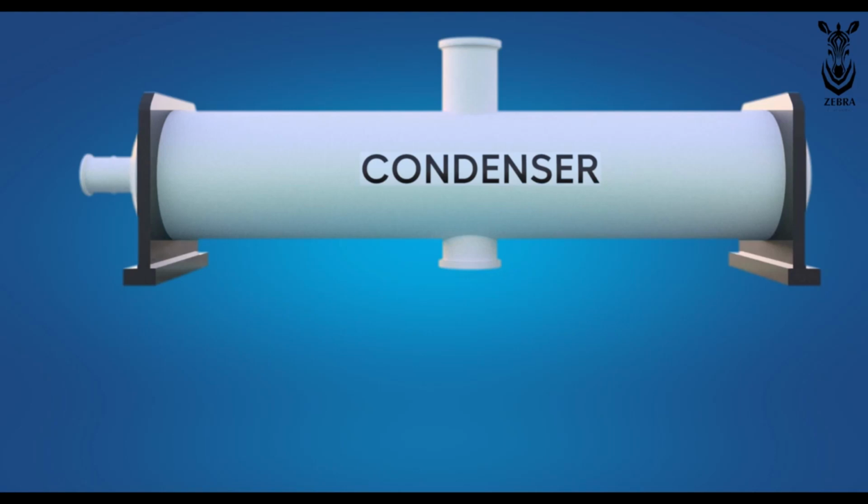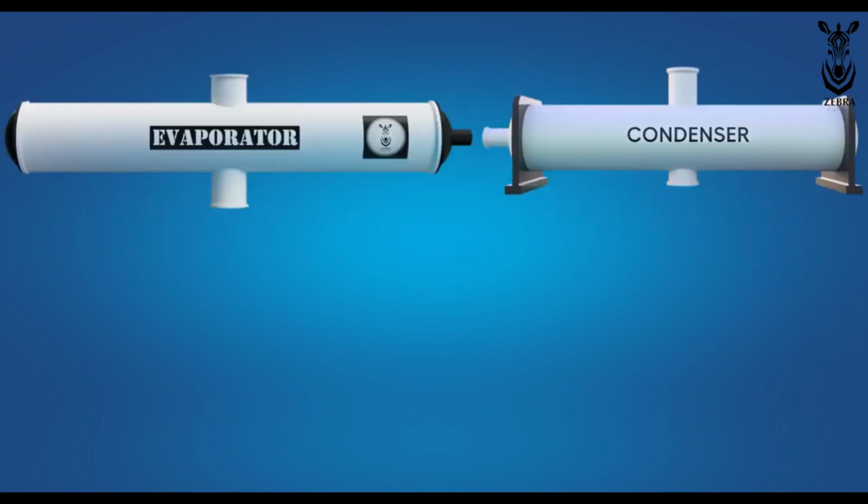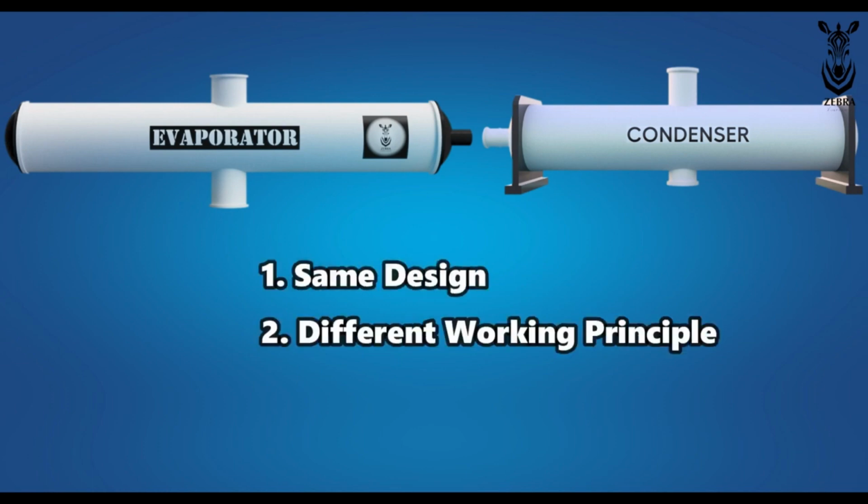In our previous video, we explained about the evaporator and its working principle. In this video, let's discuss the condenser. There is no major difference between the evaporator and condenser. Both have the same design. Only its working is slightly different.